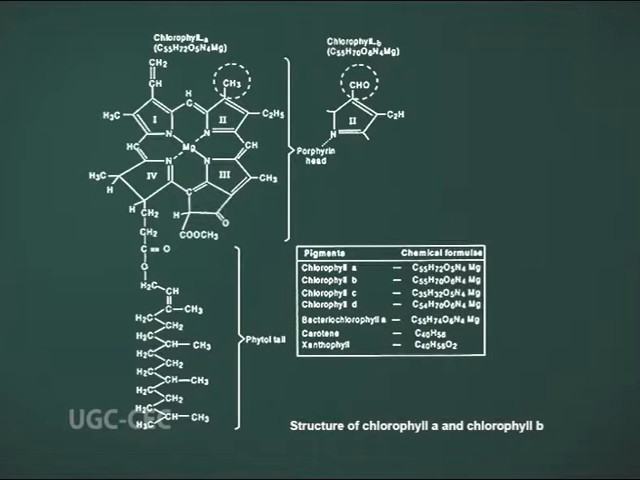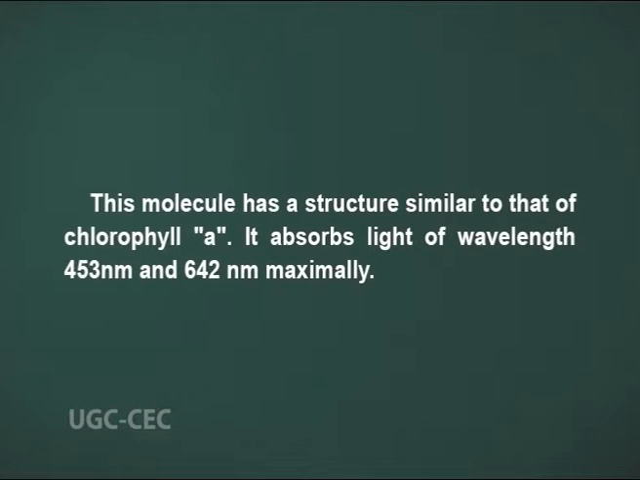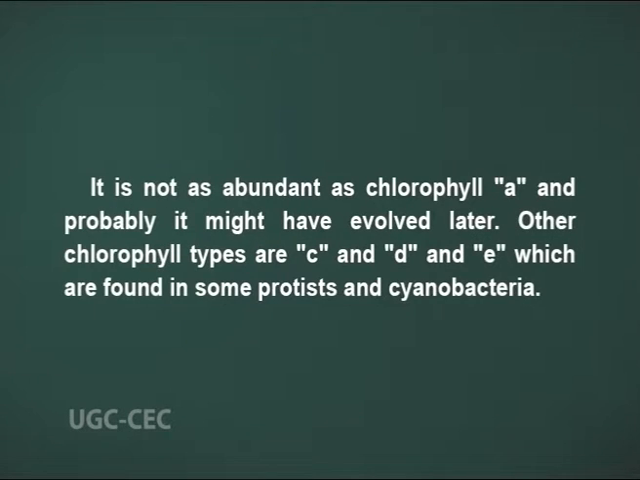A second kind of chlorophyll is chlorophyll B, which occurs only in green algae and in the higher plants. This molecule has a structure similar to that of chlorophyll A. It absorbs light of wavelength 453 nanometer and 642 nanometer maximally. It is not as abundant as chlorophyll A and probably it might have evolved later.